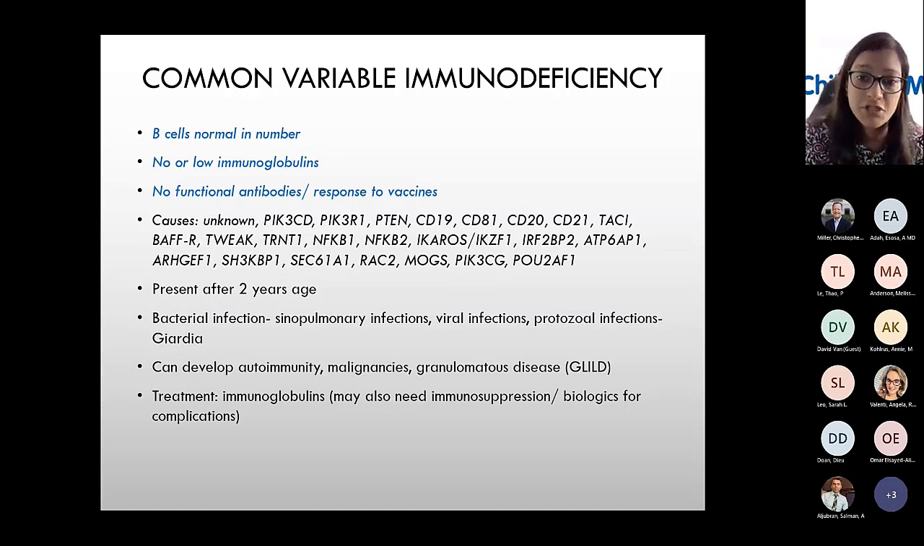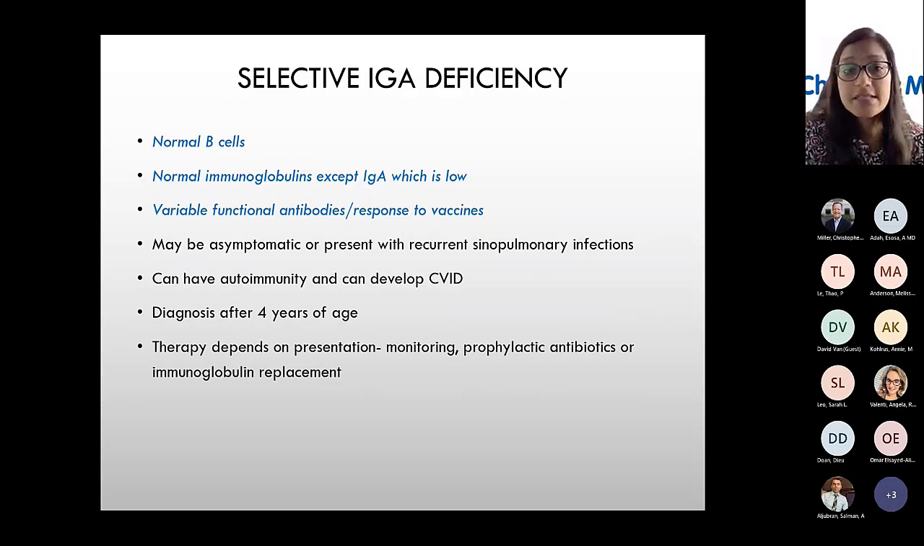But again, non-infectious issues can lead to need for immunosuppression or biological use. Selective IgA deficiency: here B cells are normal, IgG and IgM are normal, but IgA will be low, and they do not have a good response to vaccines. They sometimes can have variable response to vaccines. So sometimes their response will be completely normal, sometimes it can be low. So these patients can be asymptomatic, or sometimes they'll have infections. They can also develop autoimmune features, or over time evolve into common variable immunodeficiency.